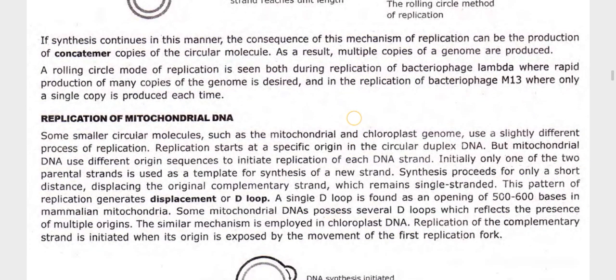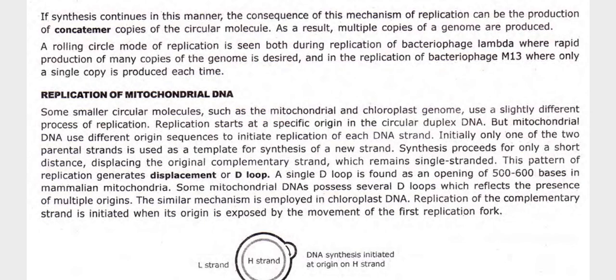If synthesis continues in this manner, the consequence of this mechanism of replication can be production of concatemer copies of the circular molecule. As a result, multiple copies of a genome are produced. A rolling circle model of replication is seen both during replication of bacteriophage lambda, where rapid production of many copies of the genome is desired, and in the replication of bacteriophage M13, where only a single copy is produced each time.